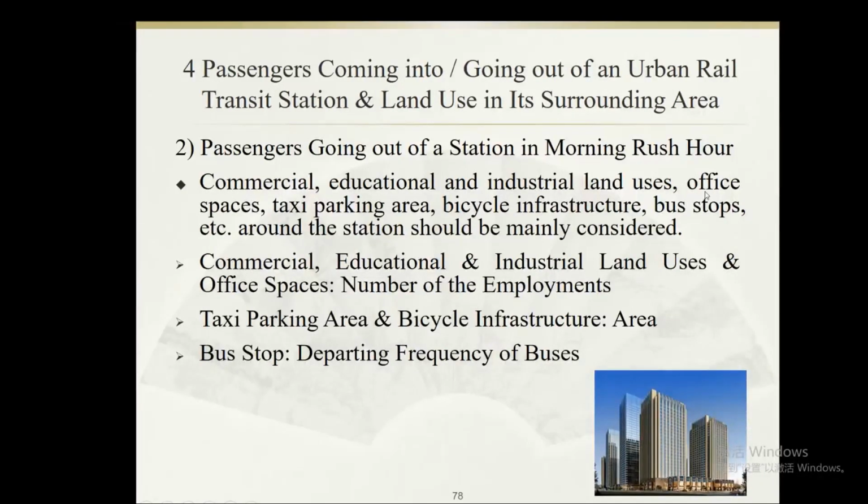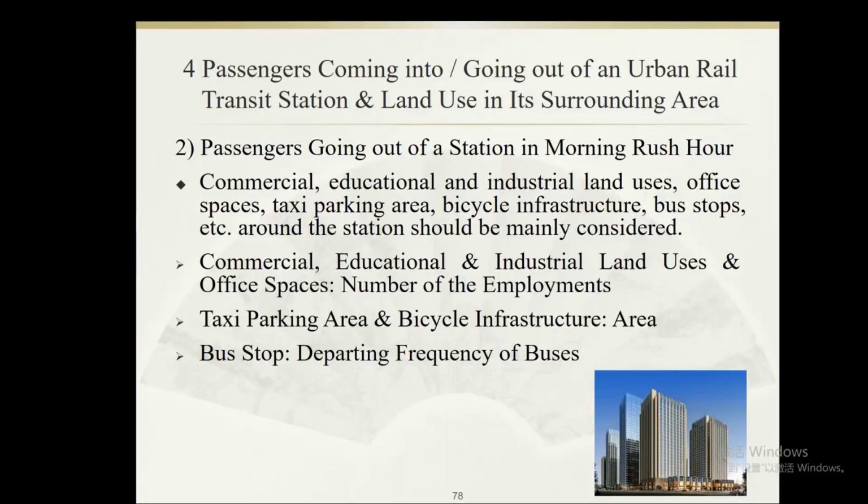To the office around the station. To the taxi parking area around the station. Maybe somebody will get off a train and take a bus, take a taxi. Okay? To the bicycle infrastructure, to the bus stops, interchange to bus, to interchange bicycle. Okay? Around the station. This determines the number of the passengers getting on the trains and to the places they want to go.